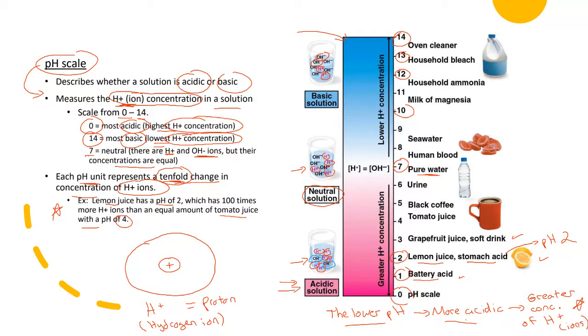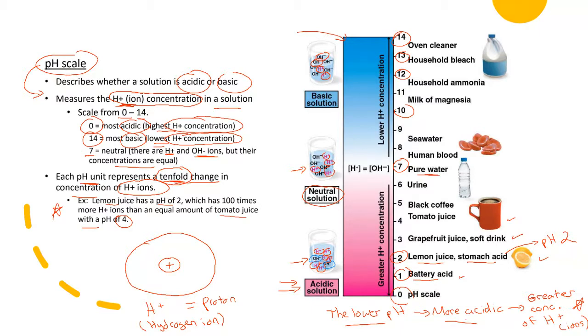A pH of 4 is going to have 10 times... a grapefruit juice is going to have 10 times more hydrogen concentration than tomato juice with a pH of 4. Do you see how that is? As we go lower in the pH, as we go more acidic, that concentration increases.